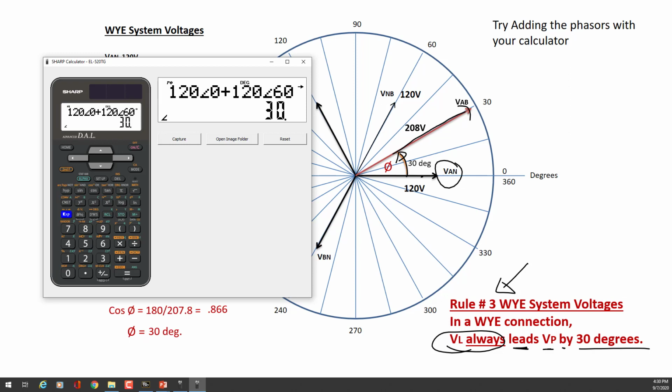Let's just run through that one more time while we're here. So 120 VA to N, DMS 0, plus 120 DMS 60 equals 207.8. There's your magnitude of your resultant vector, or line voltage VA to B. And to see the angle it's at, second function EXP, 30 degrees. If I want to go back, second function EXP. So I can toggle between the two. That is a huge advantage for us.